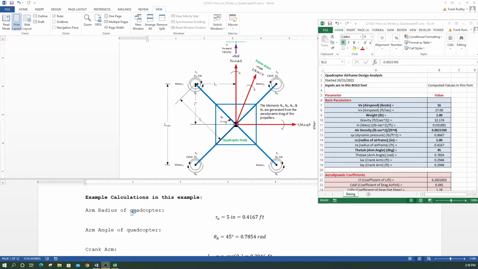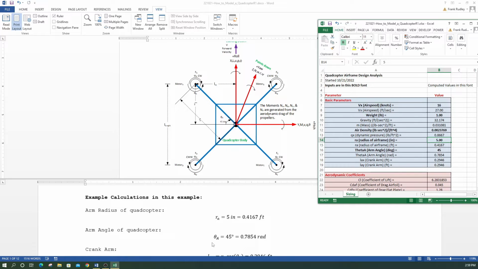So we have the arm radius of the quadcopter. That's this parameter shown here, and in this case, it's 5 inches. It's a pretty small quadcopter. It's not so small that it's impossible to work on, but small enough that it could maybe be a good indoor flyer.